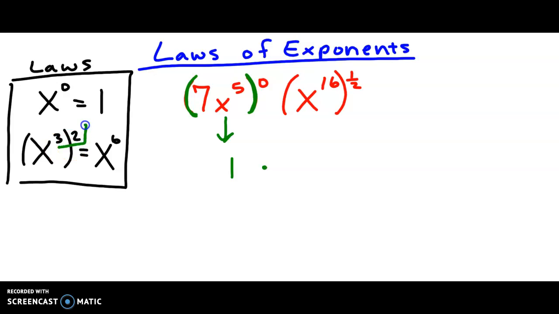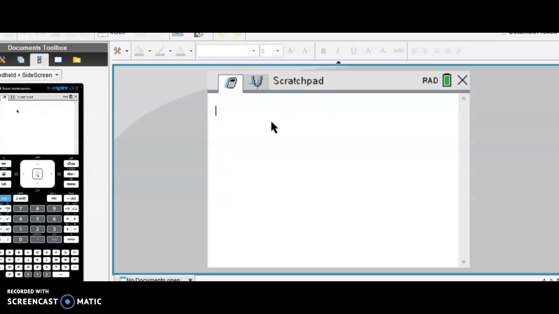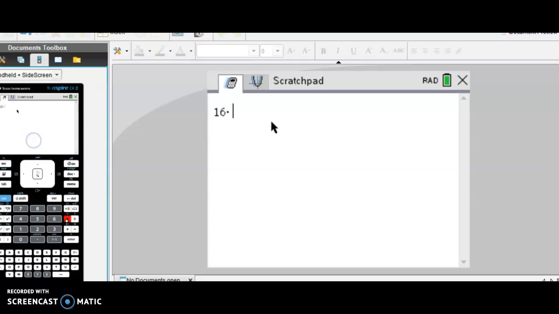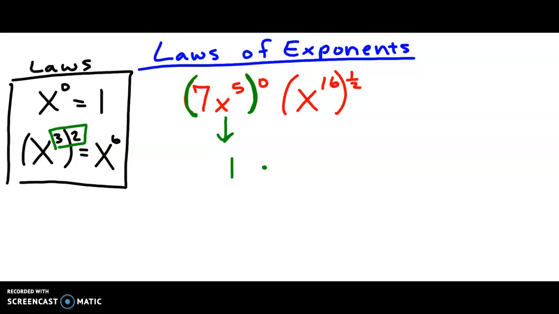So like we said over here, when that happens, we have to multiply the exponents. So we're multiplying 16 times 1/2. And of course, if you're not sure what that is, you can use your calculator to help you. 16 times, control divide will give you a fraction, 1/2, and it is 8. So we're going to go back and write x to the 8th, because these multiplied together give us 8. 1 times x to the 8th is x to the 8th. Hope that helps.